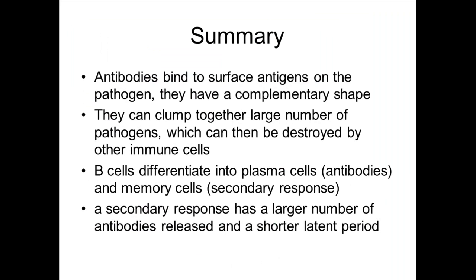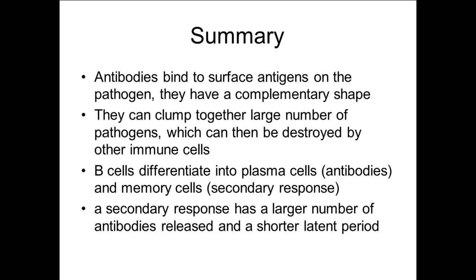So in summary, antibodies bind to the surface of antigens on a pathogen, and they have a complementary shape. So a specific antigen on a specific pathogen will only have a specific antibody that fits it, and hence why the shape is referred to as complementary. How they work is they clump together big numbers of pathogens, and then you can bring in something like a phagocyte or a natural killer cell, and they can come in and destroy large numbers of the pathogens. They can also work by deactivating them and stopping them reproducing. So they're very, very effective at producing an immune response.